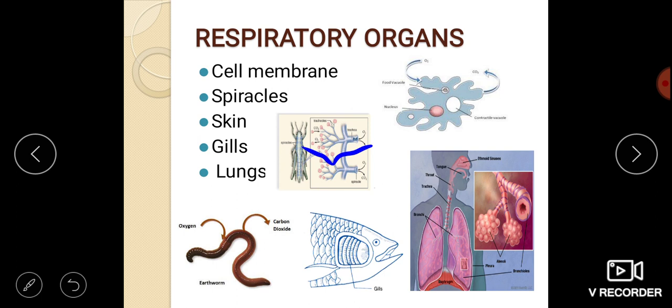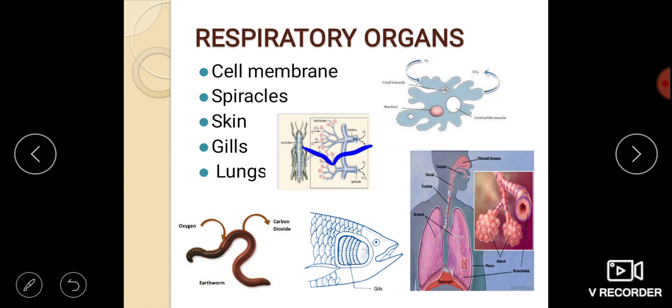Then the third one is the earthworm. There are organisms which respire by means of skin. Earthworm normally has a moist skin. Oxygen from the environment diffuses through its skin into its body, and the carbon dioxide from the body moves out. Let us now move to the vertebrates.